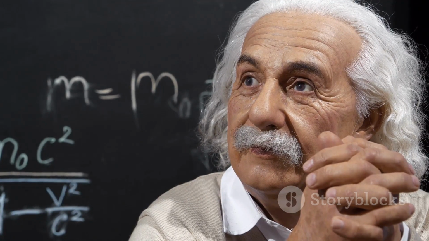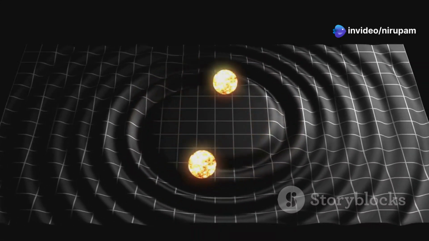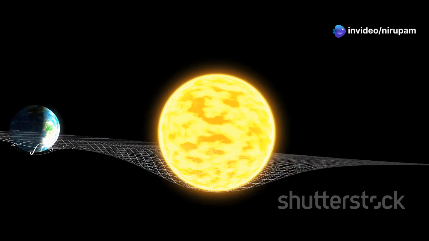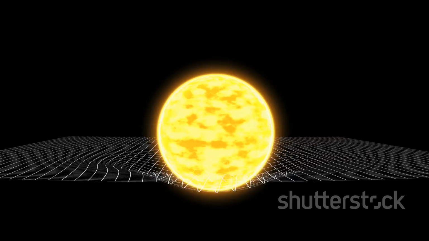Einstein's big idea was revolutionary. He proposed that gravity is not a force at all, but a consequence of the shape of space-time. Imagine space-time as a giant rubber sheet. A massive object like the Sun creates a dent in this sheet, warping the fabric of space-time around it.